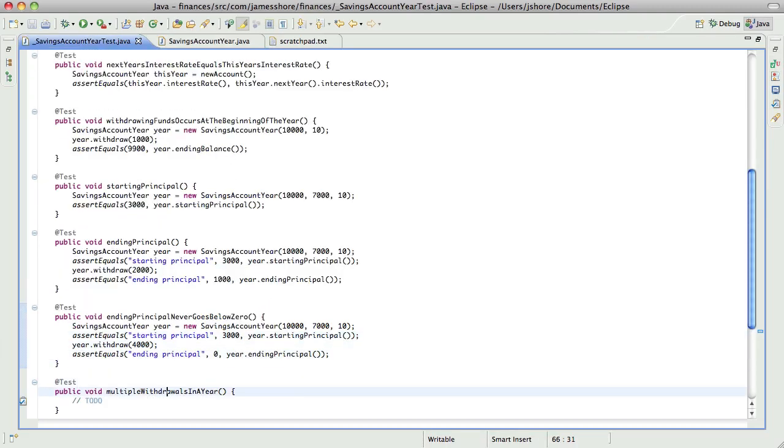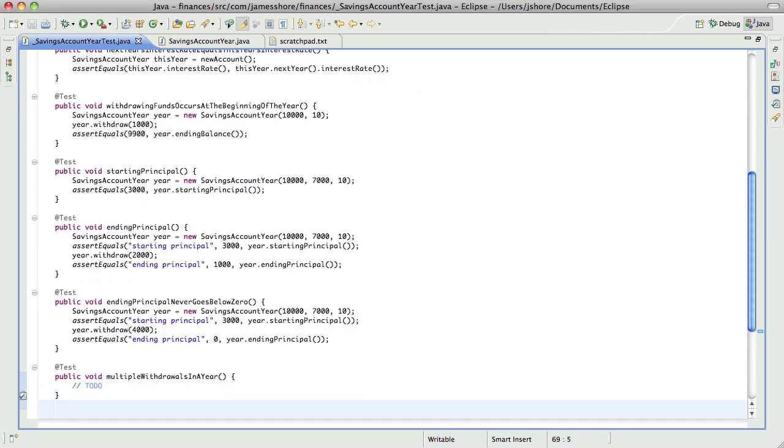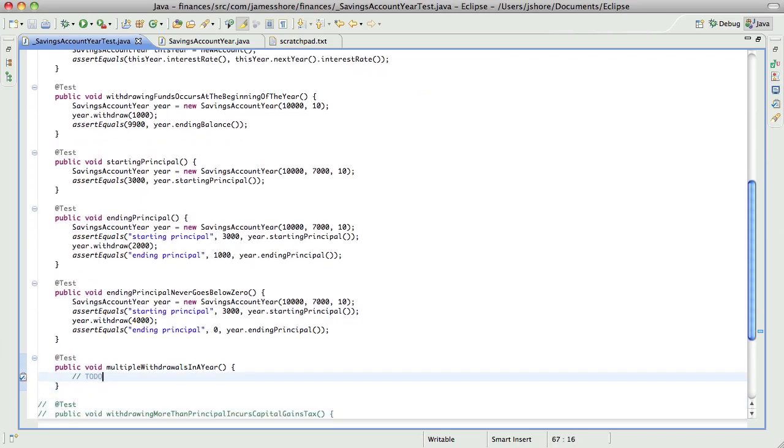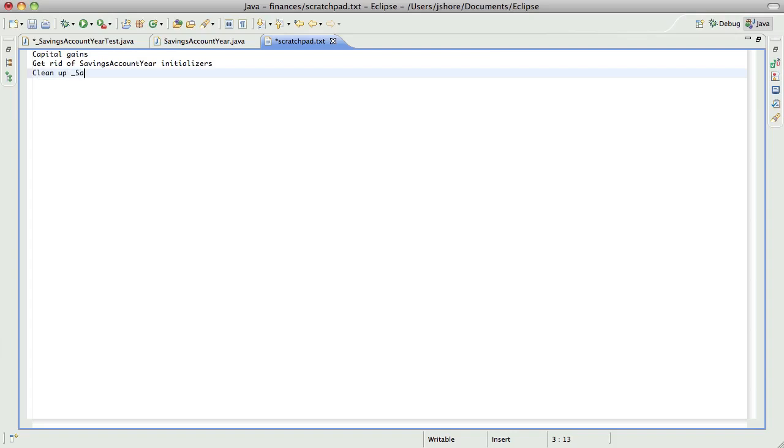So there's our ending principal. Let's see if we can deal with multiple withdrawals in a year. That shouldn't be working because I intentionally didn't code it up yet. I wanted some tests around that to make sure that I did it right rather than just putting it in without any tests. And we're definitely going to have to clean up the tests in here too. Let me make a note on that.